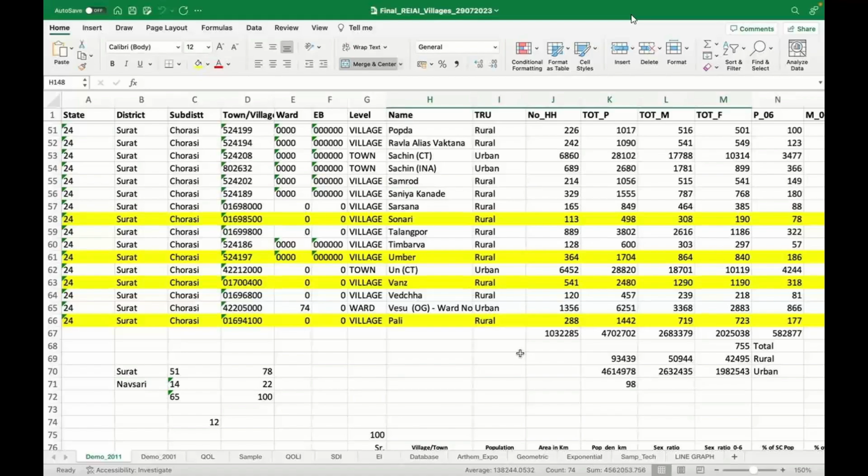Quality of life will come. I will explain how to calculate the quality of life index, social index, and economic index. It will come. Please wait. Please bear with me. First, try to understand how to do extrapolation.